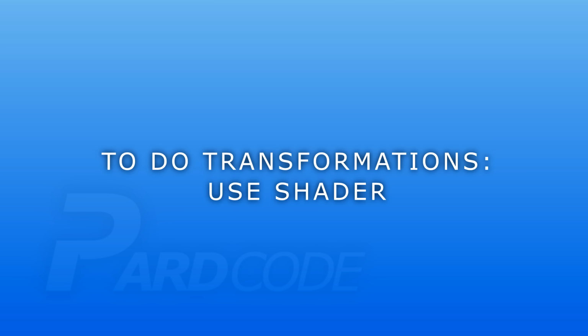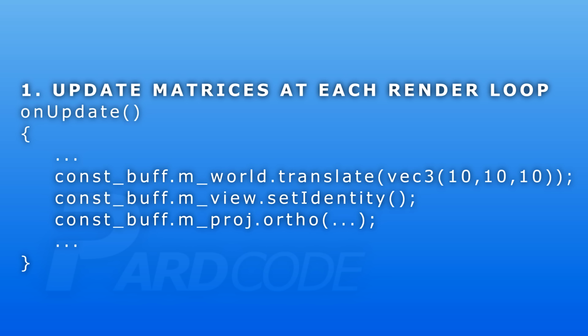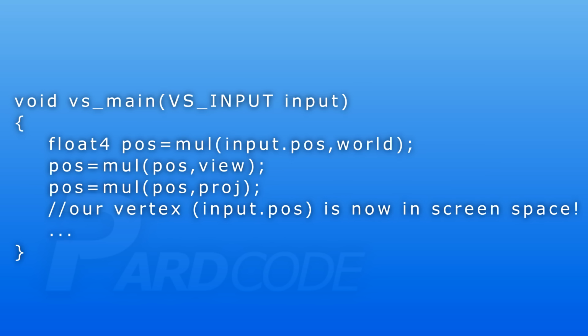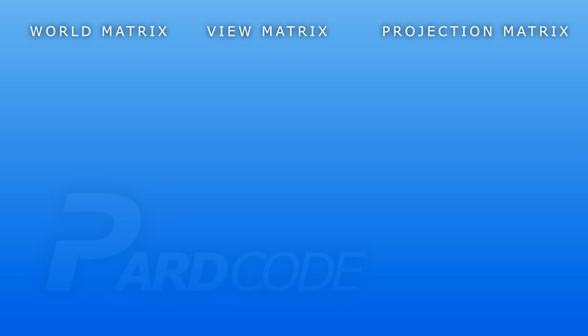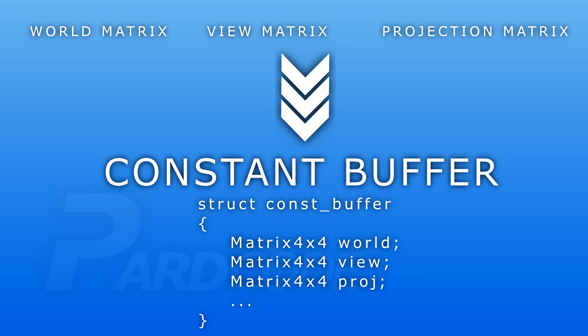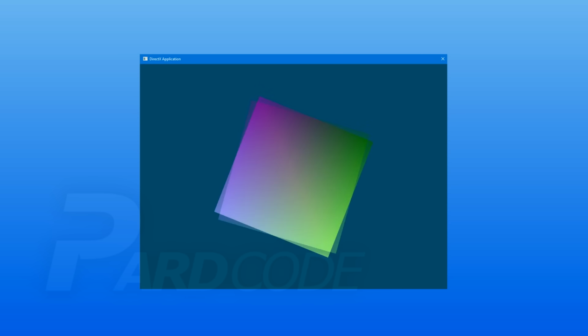To do all of this transformation, we will use our old friends, the shaders. As the first thing, we will create and update our world matrix at each render loop. In particular, we will use the vertex shader to do all the matrix calculations. And to pass our matrices to our shaders, we will use another old friend, the constant buffer. Then we will use our world matrix to make some animations, like this.